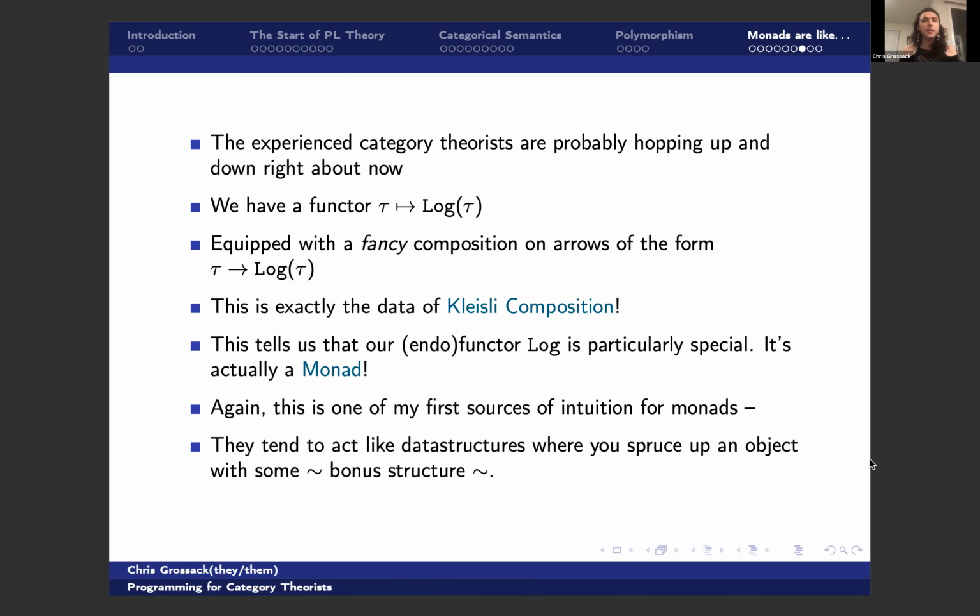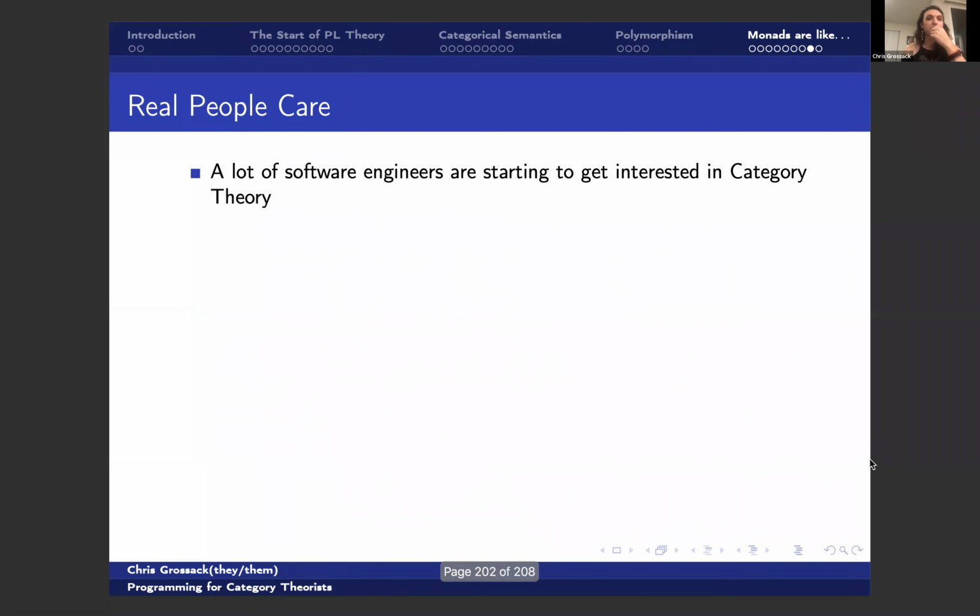And yeah, exactly what I said. They tend to act like data structures where you spruce up an object with some bonus structure. And at the end of the day, this is so cool because real people care about this. A lot of analysts, for instance, and other mathematicians who will not be named, tend to get really upset at category theorists, and they say, oh, it's not useful, no one cares about it. When is any of this going to be applicable in the real world? Where, okay, if the real world is solving partial differential equations, maybe not. But if the real world is writing code for Facebook, which I would argue is almost more real world than PDEs, lots of real people do care about this machinery.